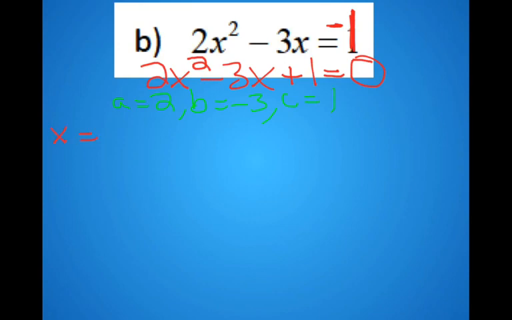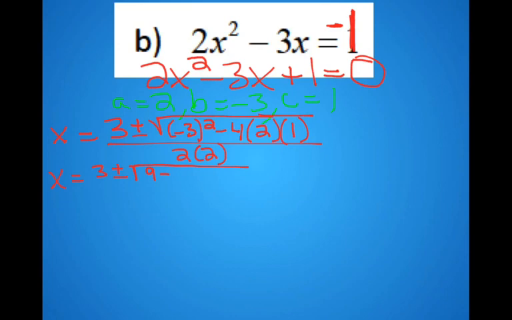So we start plugging it into the quadratic formula. So the opposite of B is a positive 3, plus and minus, square root, so that's negative 3 quantity squared, and that's minus 4ac. All that's over 2 times a, or 2 times 2. So we have x equals 3 plus and minus. Under the radical we have 9, and then we have a minus, and 4 times 2 times 1 is an 8, divided by 4. So we have x equals 3 plus and minus the square root of 1 divided by 4.